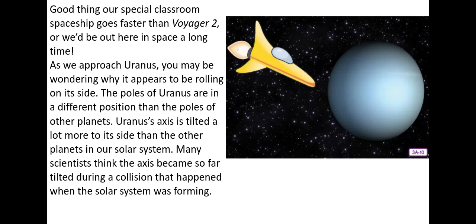As we approach Uranus, you may be wondering why it appears to be rolling on its side. The poles of Uranus are in a different position than the poles of other planets. Uranus's axis is tilted a lot more to its side than the other planets in our solar system. Many scientists think the axis became so far tilted during a collision that happened when the solar system was forming.